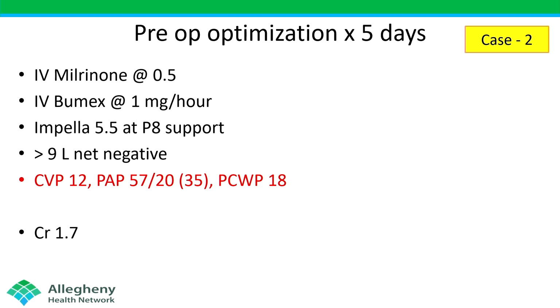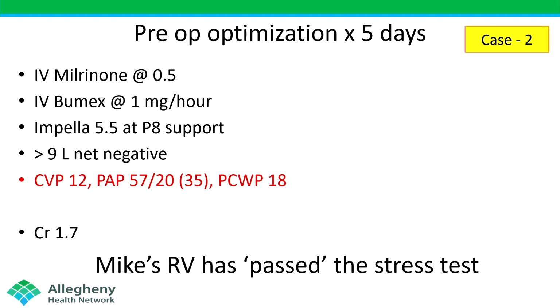But this is, mind you, on 0.5 milrinone, a high-dose Bumex drip, and P8 of Impella support at this time, with some off and on Nipride. His renal function improved, and we declared him worthy of an LVAD candidate. We did not think he would need RV support, but we told ourselves we'd have a low threshold in case things didn't go well. So we mentally prepared ourselves for a BiVAD approach coming out of the OR.